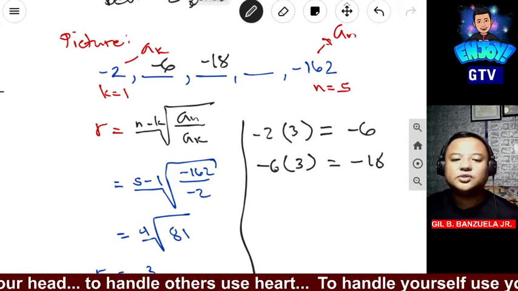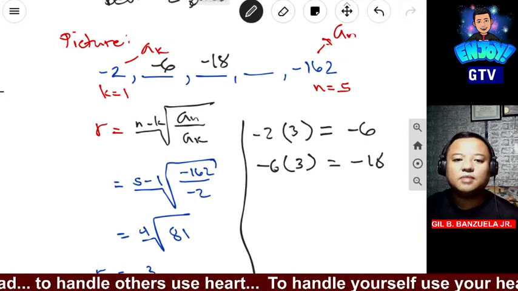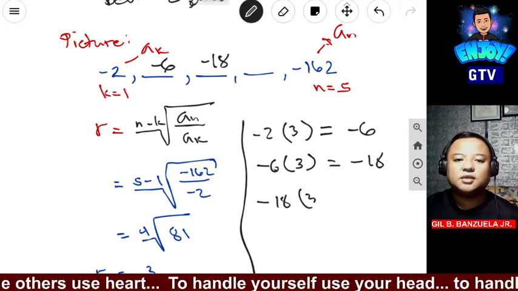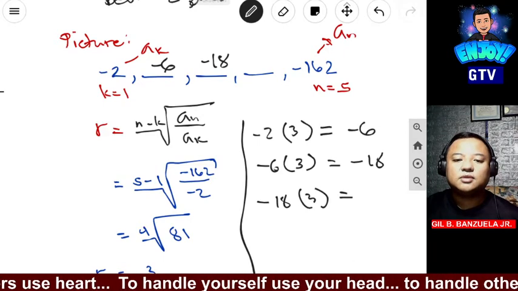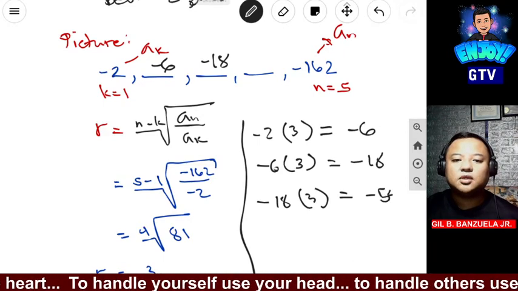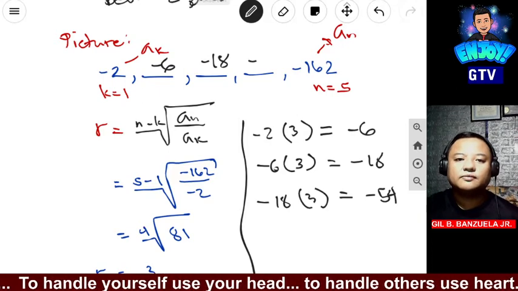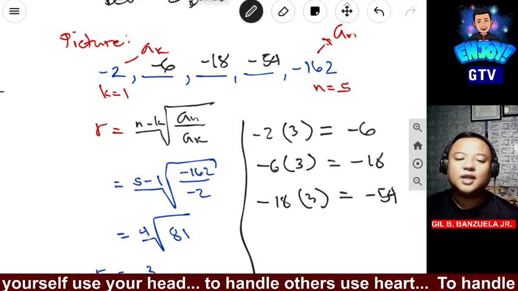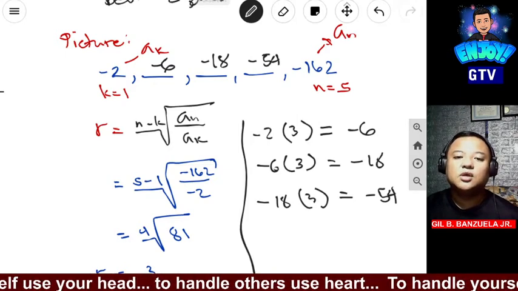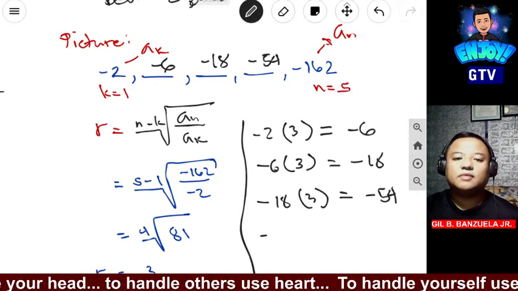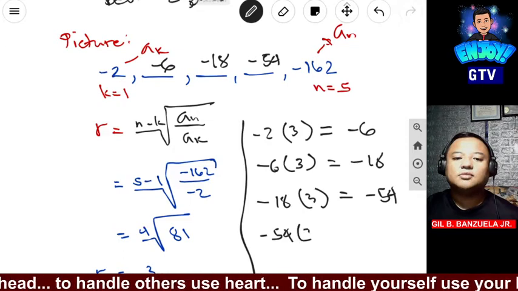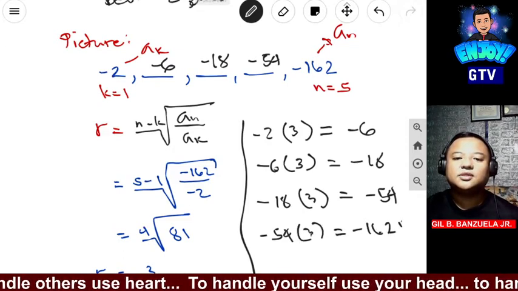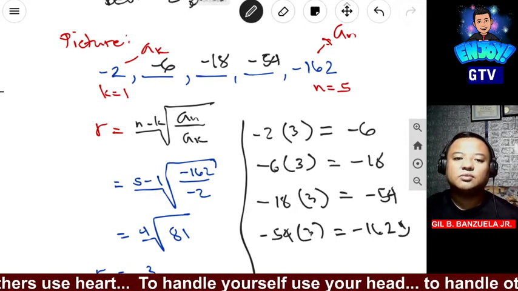And of course, to get our fourth element, we need to multiply our third element, which is -18 by 3, and that is equal to -54. And of course, to double check if the last term is -162, you simply multiply -54 times 3, and you will arrive at -162, which is the last term of this sequence.